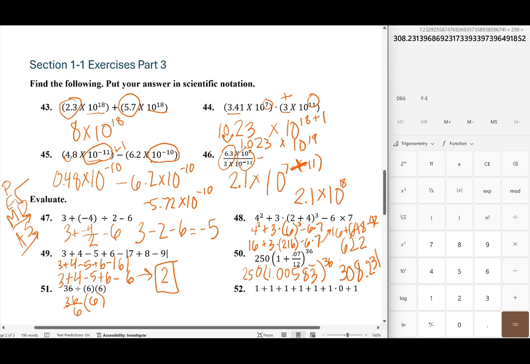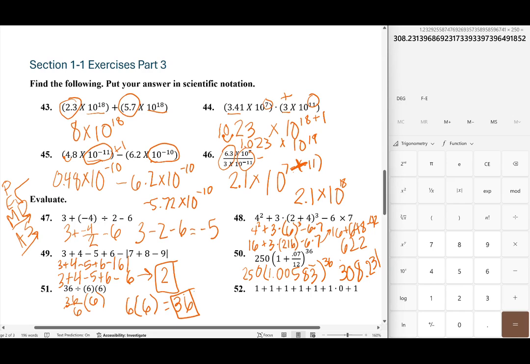We're going left to right because we only have multiplication and division left. So 36 divided by 6 is 6. There was already 6 there. So multiply those. Our final answer is 36. That's a tricky one.